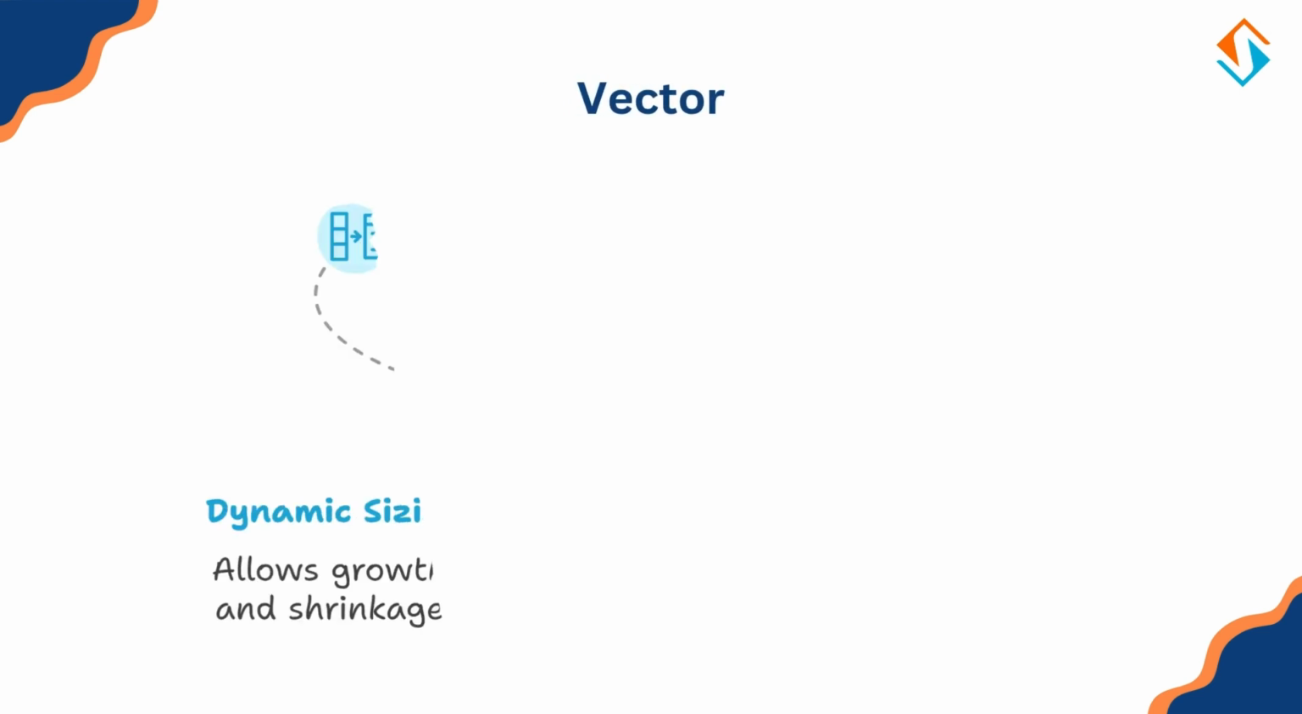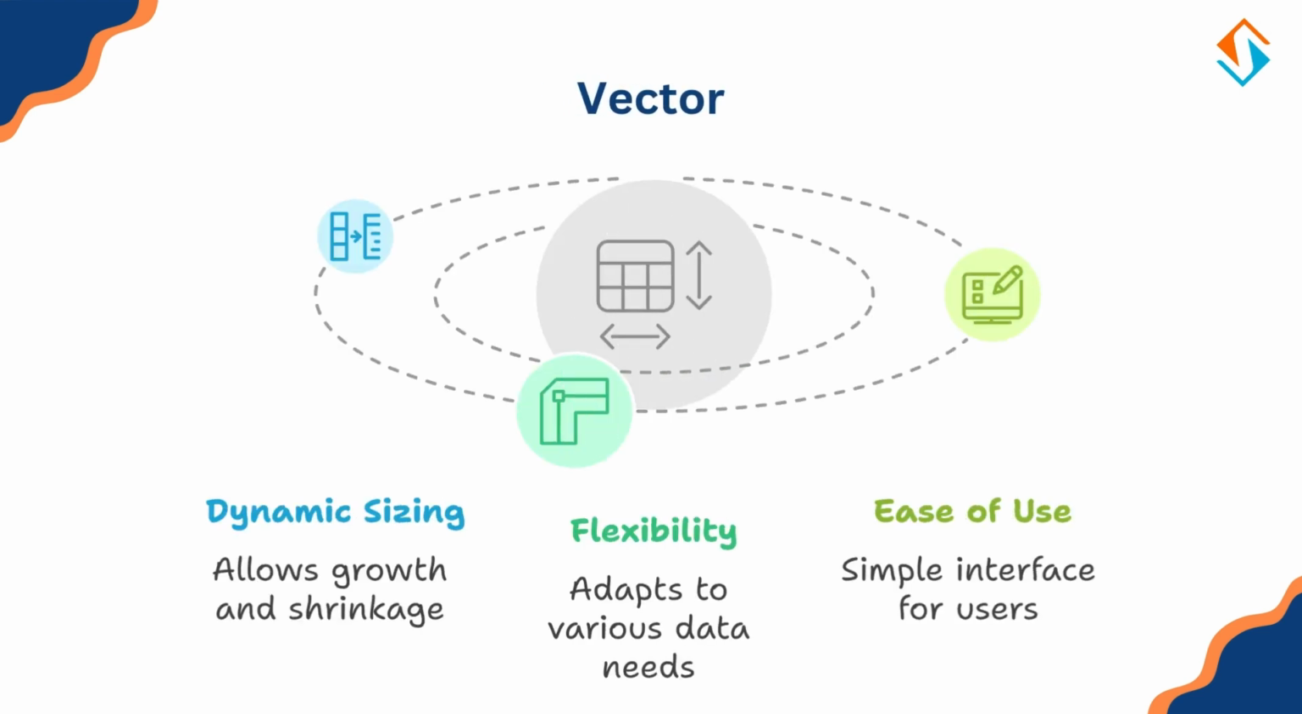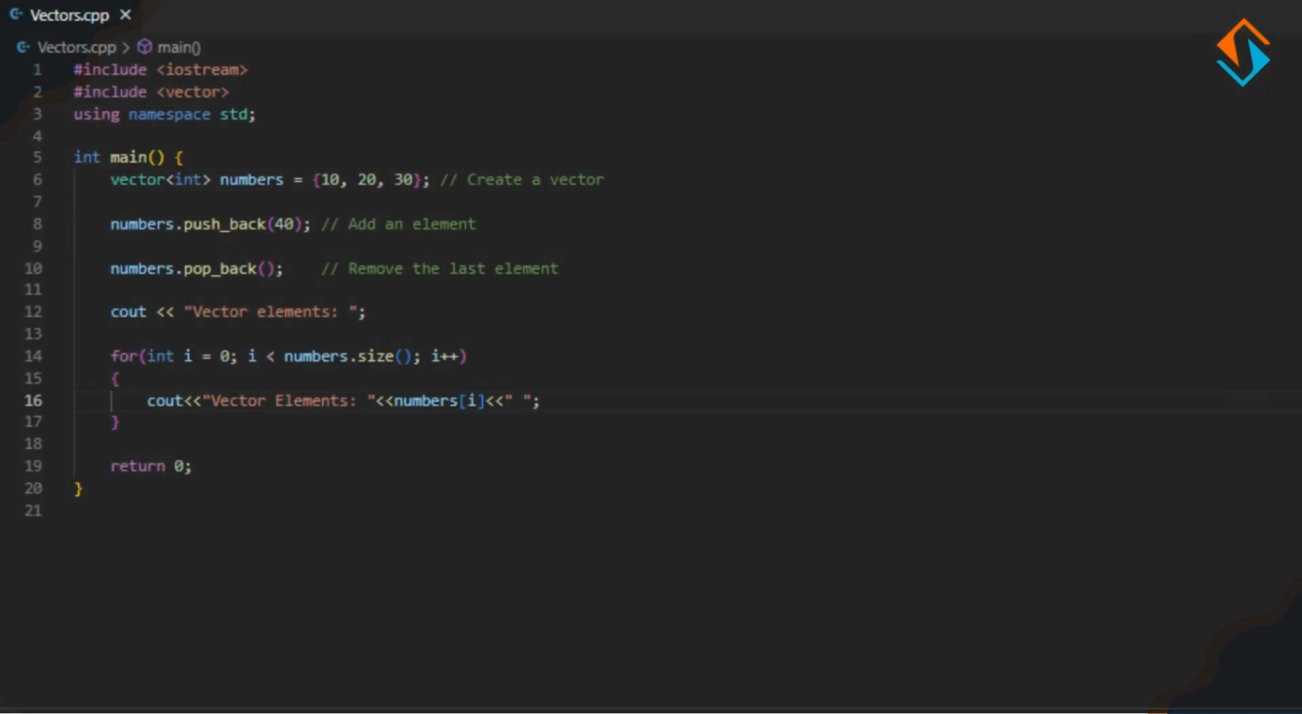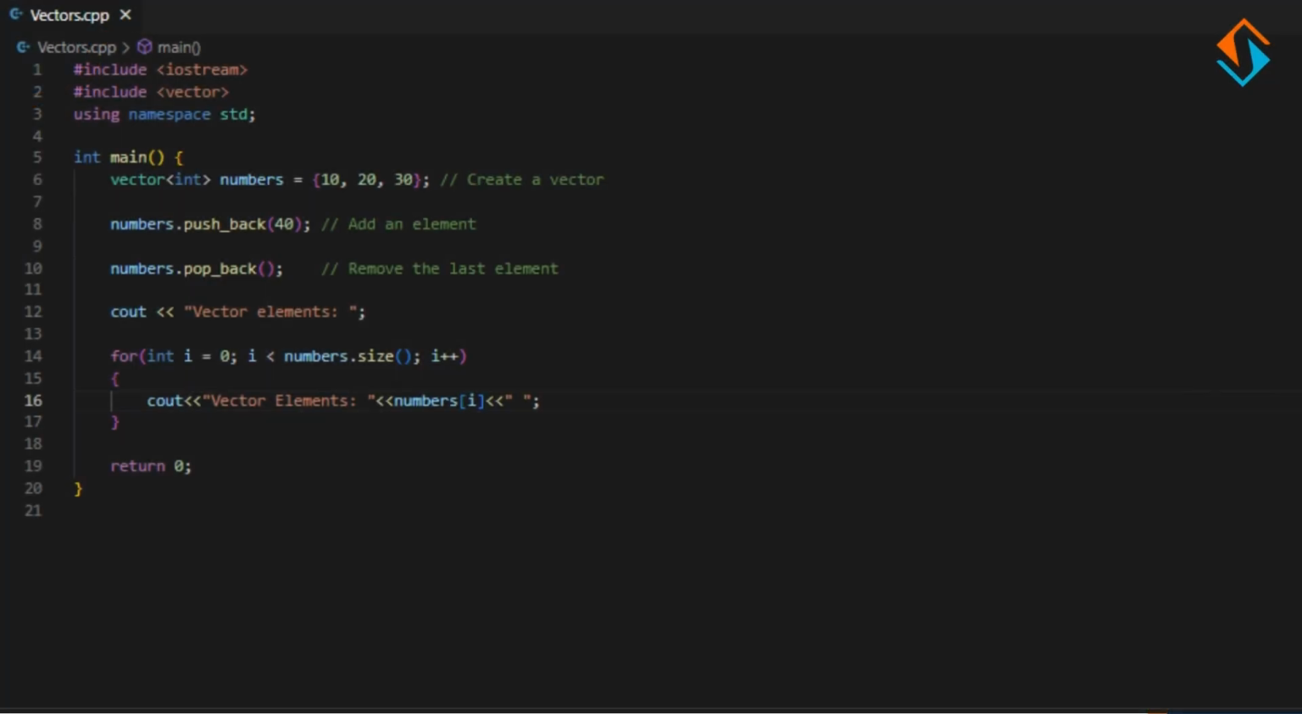A vector is like a dynamic array that grows and shrinks as needed. It's super flexible and easy to use. Use push_back function to add elements. Use pop_back function to remove the last element. Access elements using an index, just like an array.